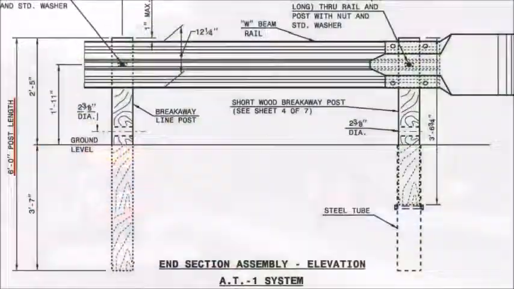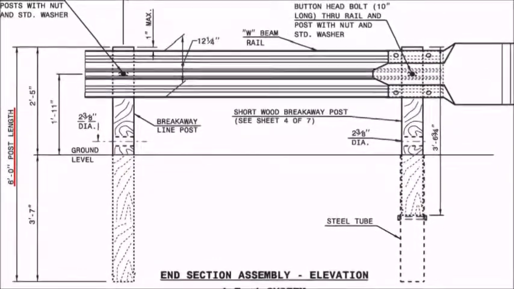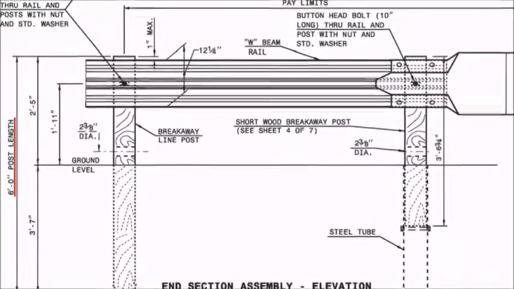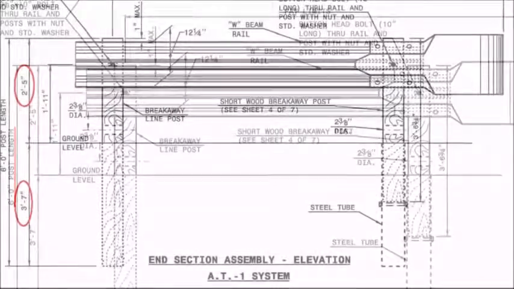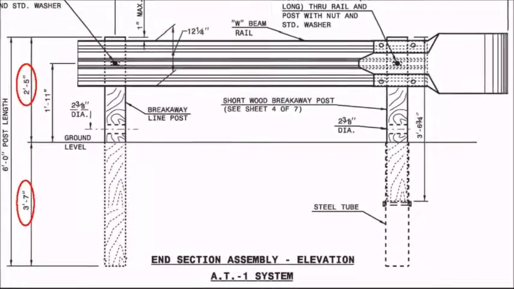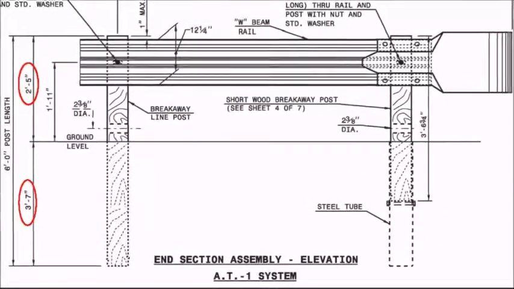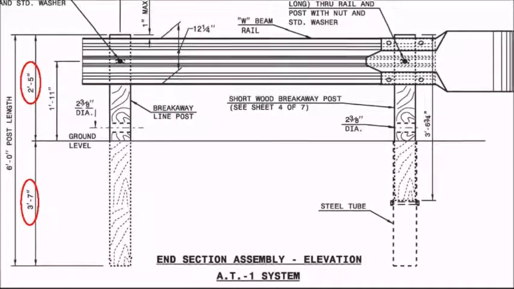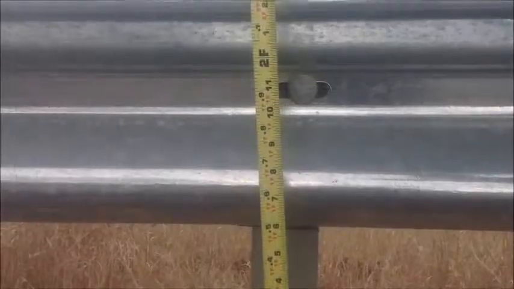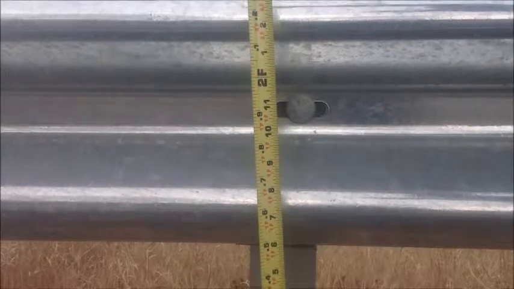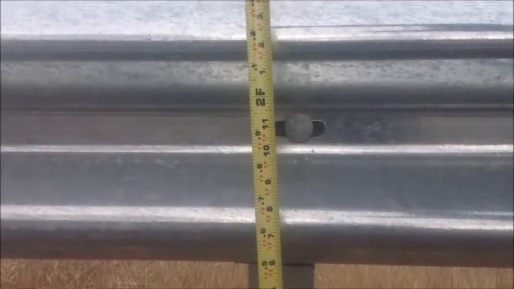Now we'll look at some of the basics of guardrail installation. A standard guardrail post is 6 feet long with approximately 3 feet 7 inches below the ground and 2 feet 5 inches above ground. During inspection, make sure that the guardrail is installed at the proper height, 1 foot 11 inches to the center of the rail.